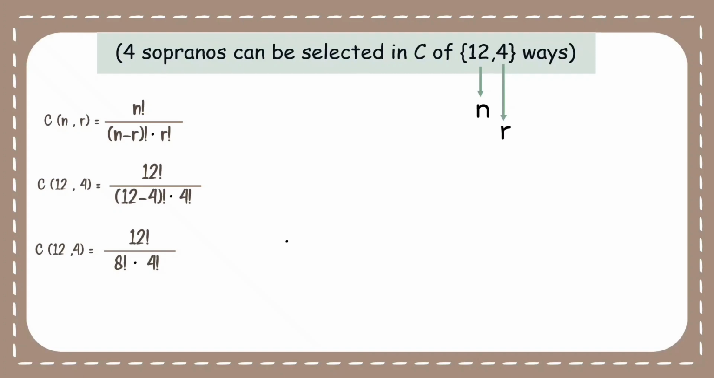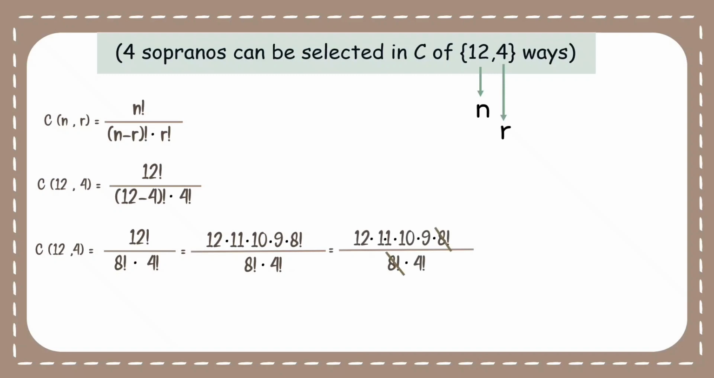Following, our next step is to rewrite the numerator in the form of 12 times 11 times 10 times 9 times 8 factorial. To cancel 8 factorial on the numerator and denominator, multiply the remaining factors. 12 times 11 times 10 times 9 is equal to 11,880, and 4 times 3 times 2 times 1, which is equal to 24. We can now move on to our last step.